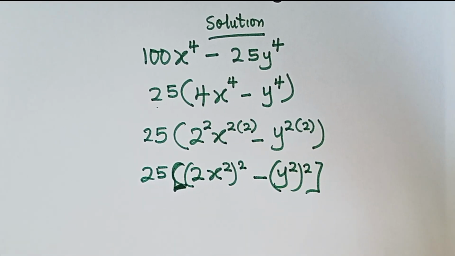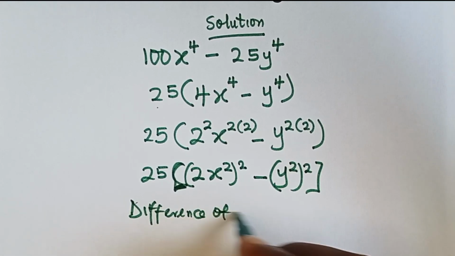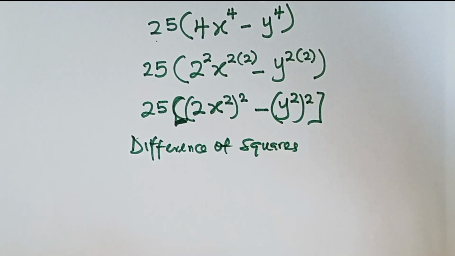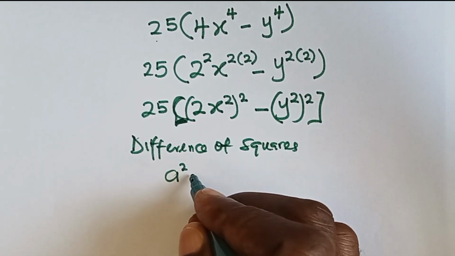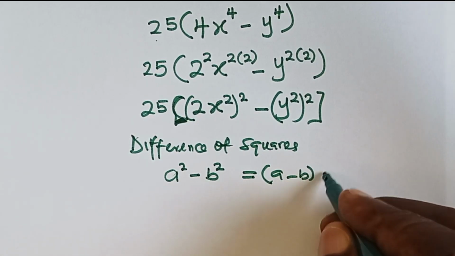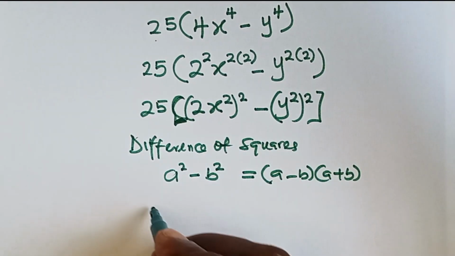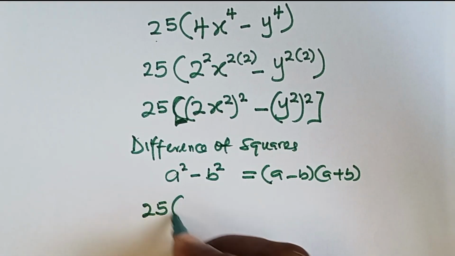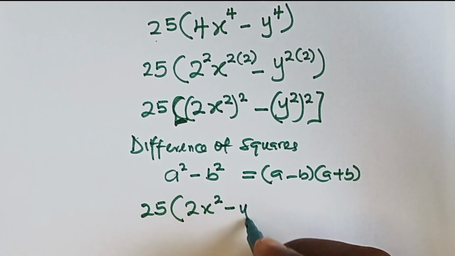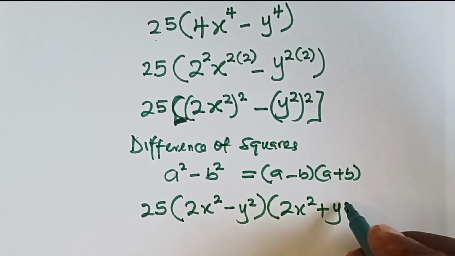Now we do difference of squares. Difference of squares says if you have a raised to the power 2 minus b raised to the power 2, it is the same thing as a minus b times a plus b. So that is what we are doing here. Let's write this. We have 25, then we have 2x squared minus y squared multiplied by 2x squared plus y squared.